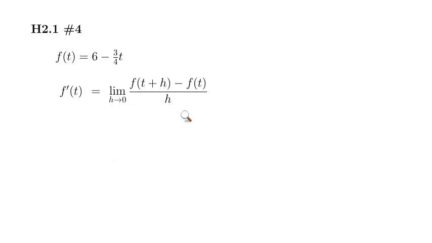Following the definition, we're going to find f of t plus h. So we're going to replace t by t plus h, and you're going to get something like this. We get 6 minus 3 over 4 times t plus h, then minus f of t, which is 6 minus 3/4 t. So that's f of t right there, over h.